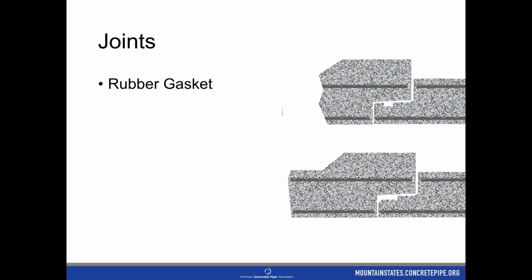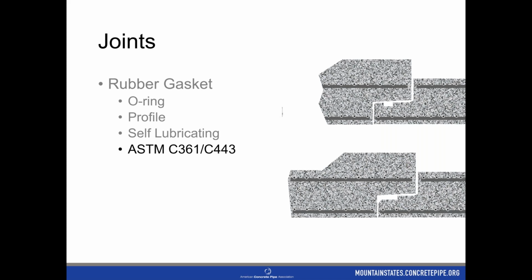Now, there are 3 different types of rubber gaskets that I'm going to quickly go over with you here. You've got your O-ring, you've got your profile, and you've got your self-lubricating. And I'll show you how each of those work in just a moment. The specifications are C361 and C443. Those are the national specs. These rubber gaskets are designed to be able to withstand 13 PSI, right? So that's how much pressure and head you could put on these pipes.